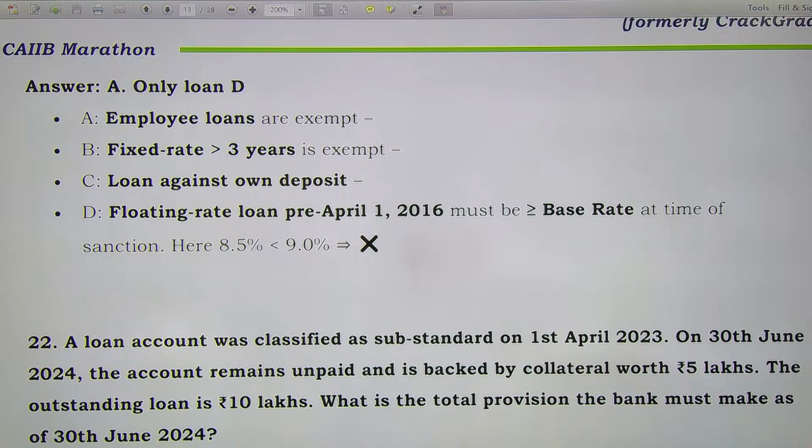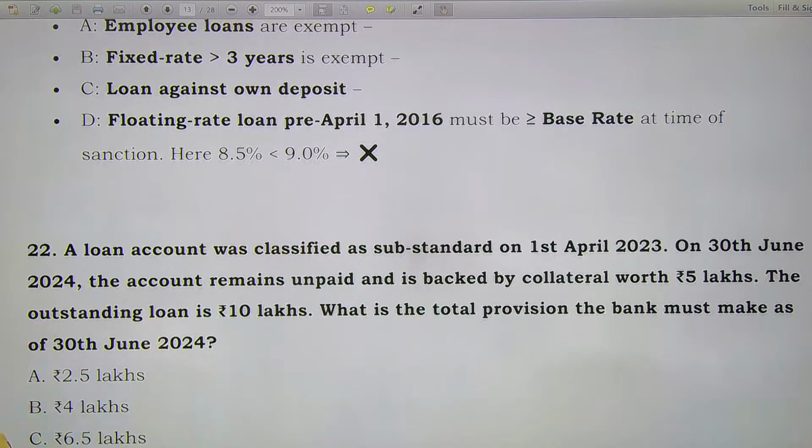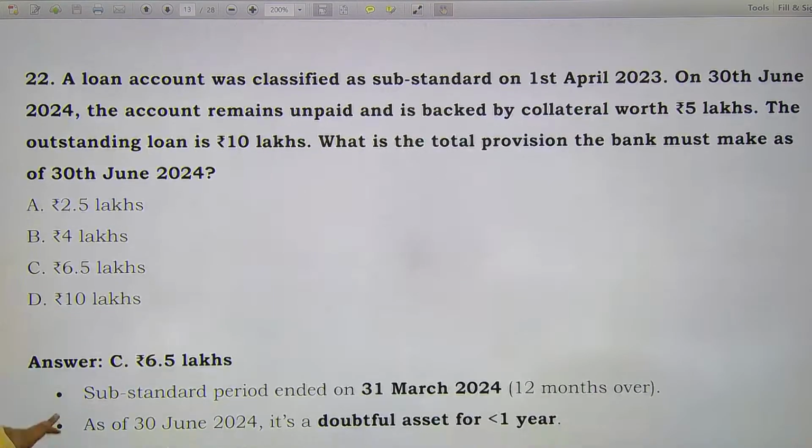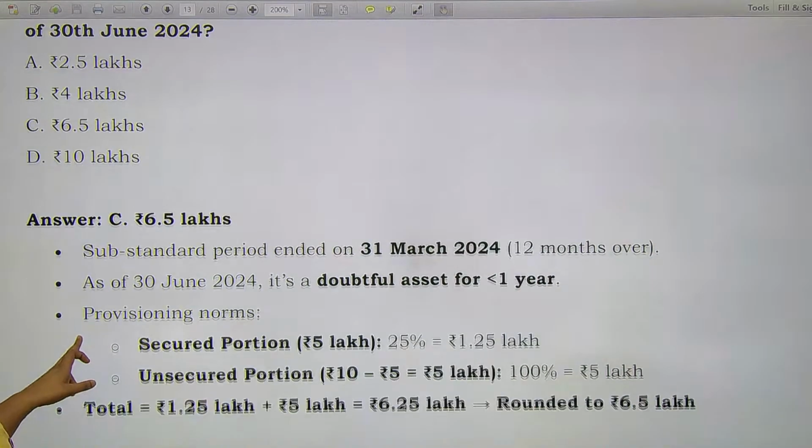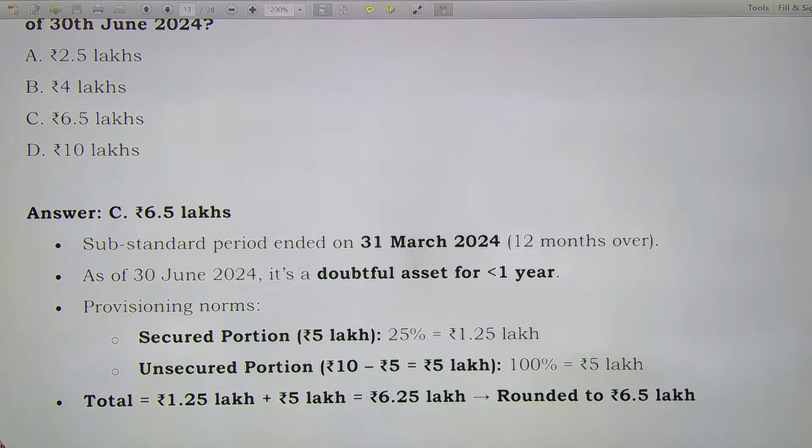Next, the loan account was classified as substandard on 1st April 2023. On 30th June the account remains unpaid and is backed by collateral worth 5 lakh. Outstanding loan is 10 lakhs. Now, what is the total provision that the bank should make on 30th June 2024? Over here, the substandard period ended on 31st March 2024, as a 12-month period is allowed once the asset has become NPA. So now this asset is a doubtful asset. For a doubtful asset, for the secured portion 25% provision needs to be made, and for the unsecured portion 100% provision needs to be made. So your total provisioning requirement is going to be 6.25 lakhs.